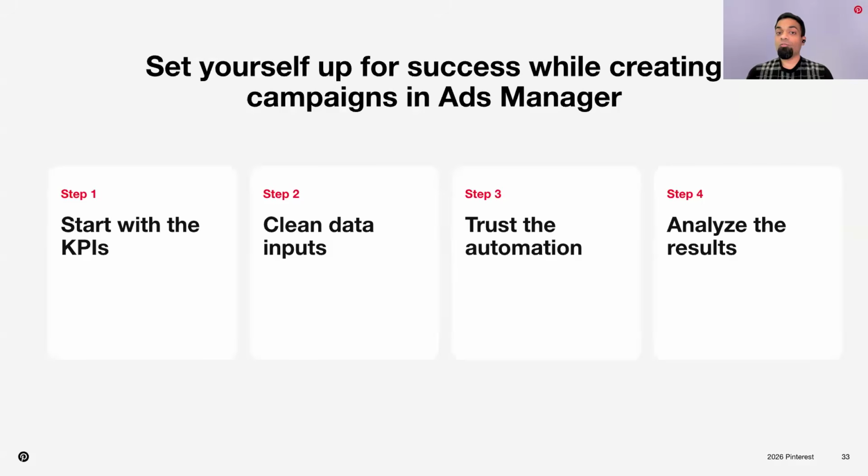To wrap up, here are four key steps to set yourself up for success when creating campaigns in Ads Manager. First thing, start with your KPIs. Align your business's KPIs to the specific funnel stage and objective that you're targeting. Second step, clean data inputs to feed the algorithm so it understands what you're selling with granular tracking and high fidelity feeds. Third, trust the automation. Solutions like Pinterest Performance Plus, they help drive stronger results. They avoid introducing risks like over-targeting or fragmented budgets that you can run into with manual creation.